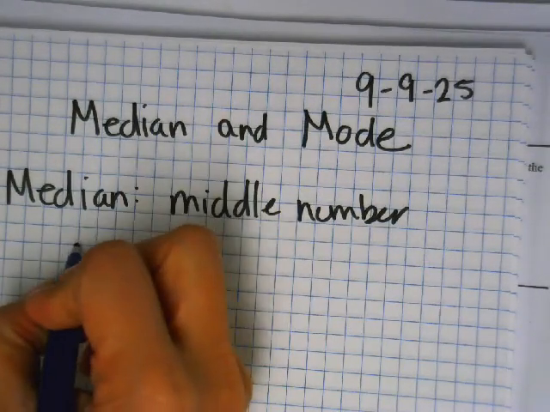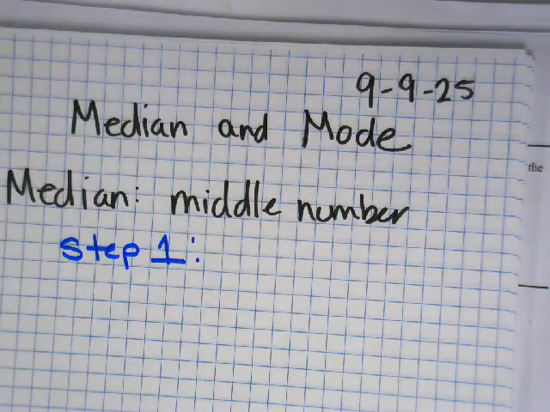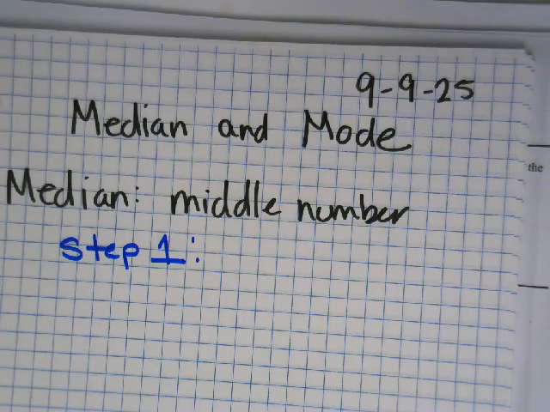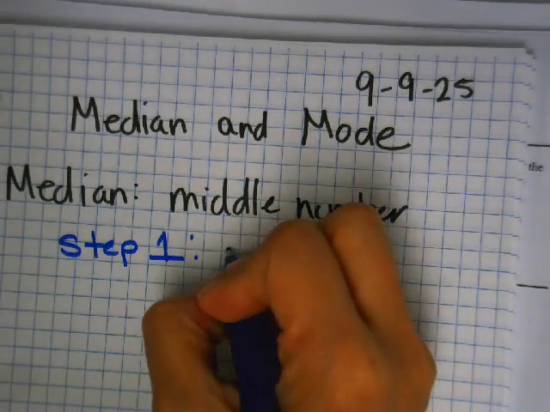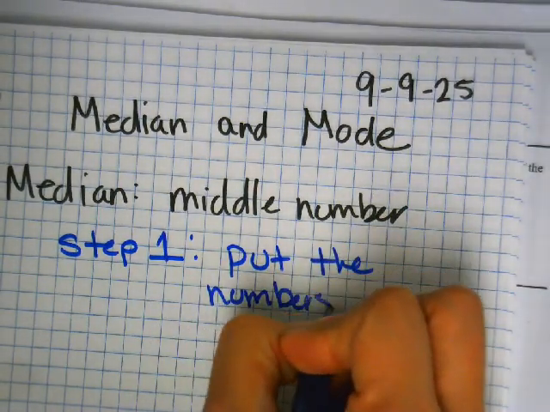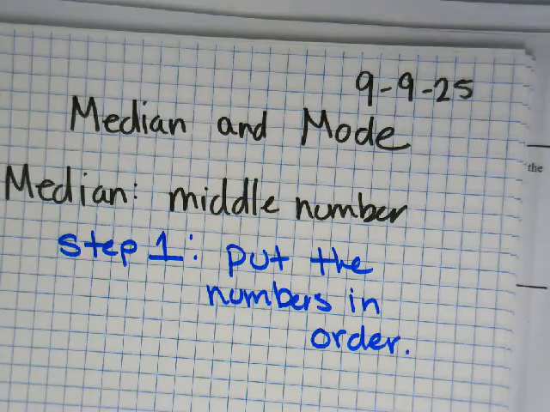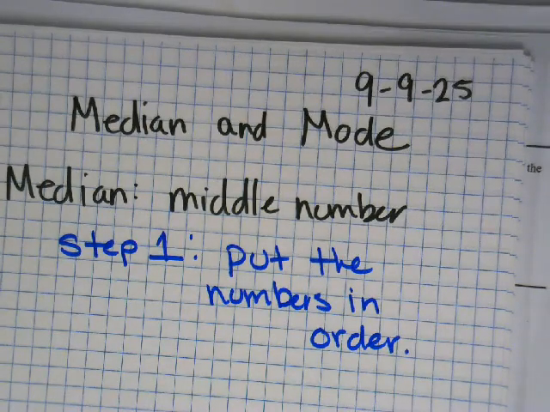Median. Middle number. What's our first step? Step 1. What do we have to do to figure out the middle number? No. Easier than that. Put the numbers in order. Put the numbers in order from smallest to biggest. Super easy. Just putting your numbers in order from the smallest number to the biggest number.